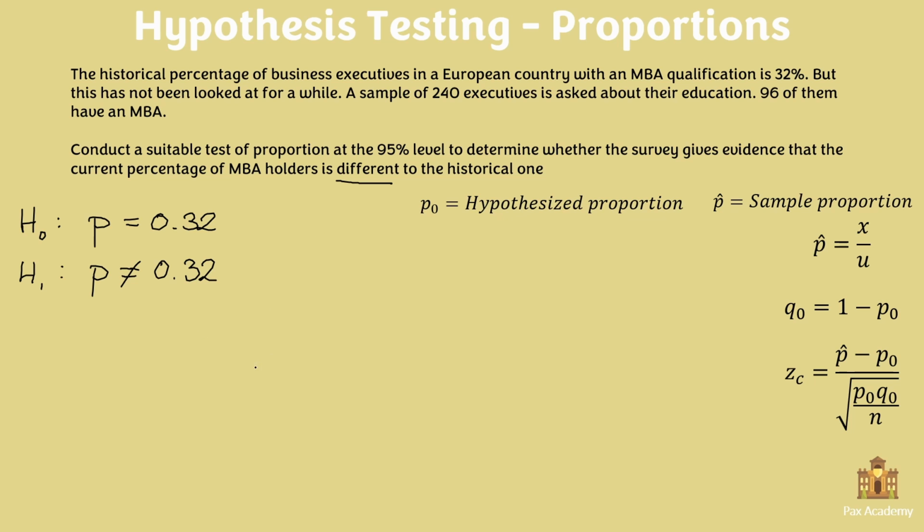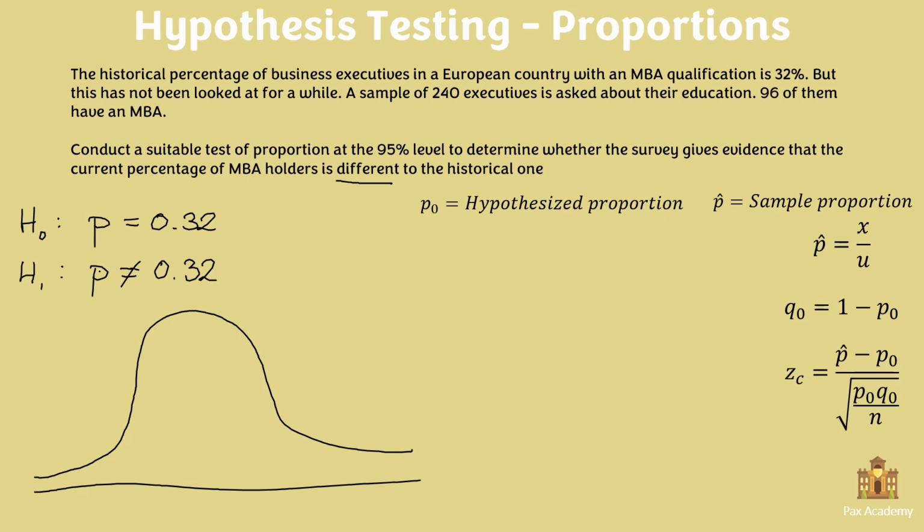So given this information, here's a question for you. Do you think this is going to be a one-tailed test or a two-tailed test? Now this is indeed going to be a two-tailed test, okay? And that's because the alternative hypothesis says it has to be different from 0.32. So it can either be higher or lower, meaning that we're going to have a rejection region on the right hand side and one on the left hand side.